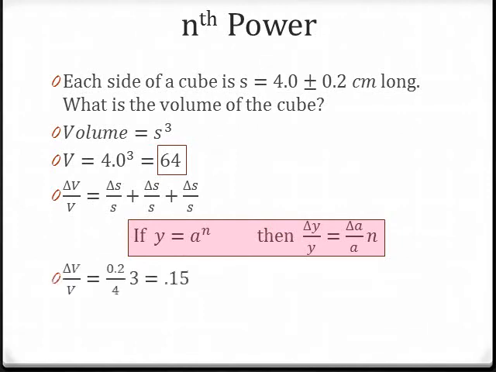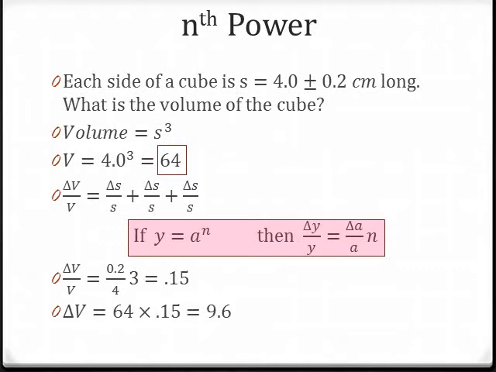So if we were to take a look at that, the percent uncertainty of volume is equal to the percent uncertainty for a single side, which is 0.2 over 4, times 3, right? And so we get 15% for our percent uncertainty for volume.